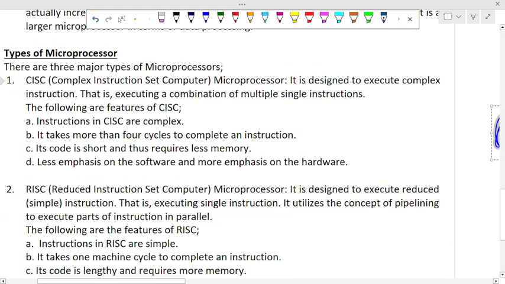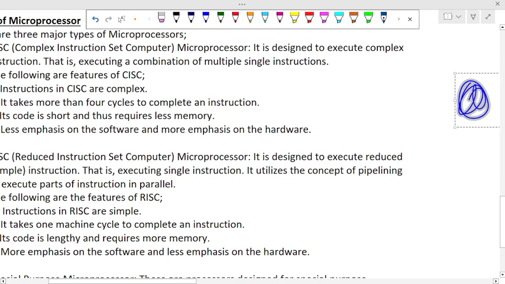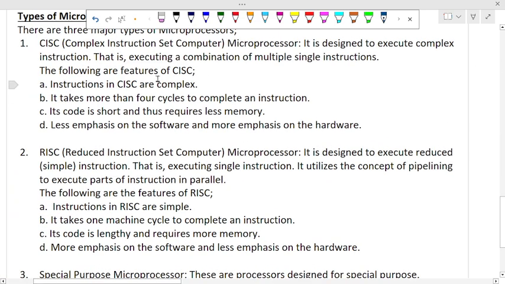So what are the features of CISC? The following are features of CISC. A: Instructions in CISC are complex. Very clear, because you are combining single instructions, so the instructions there are complex.